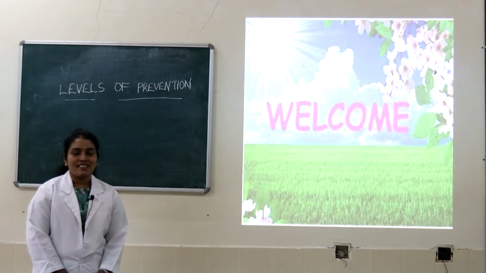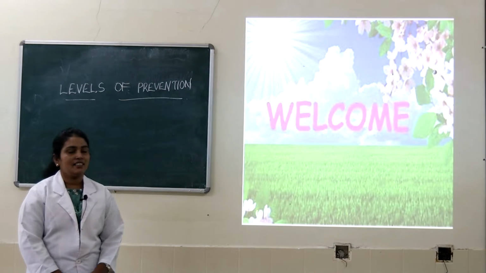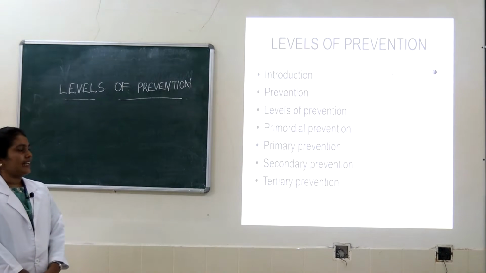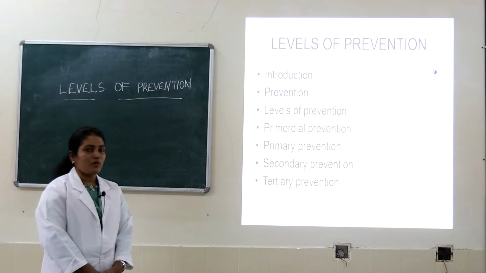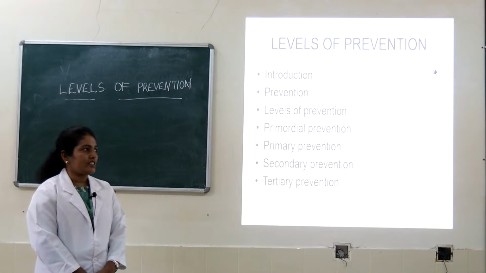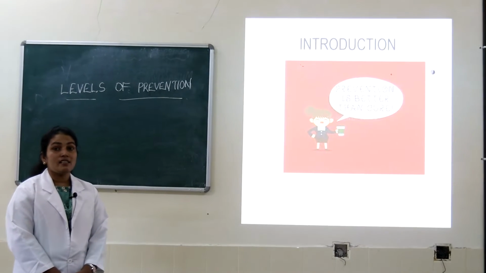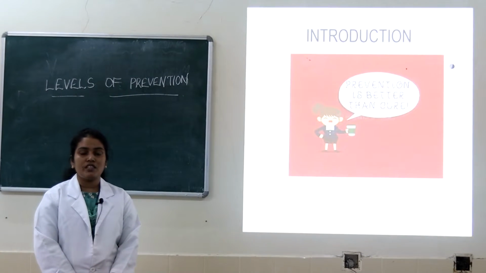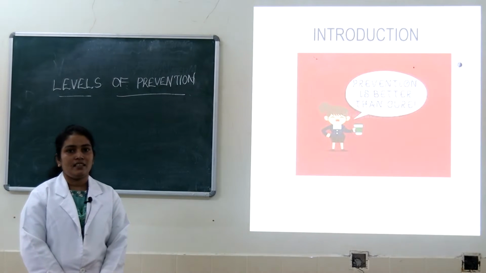Today we are going to discuss one of the important topics in community health nursing, that is levels of prevention. The contents of the topic are introduction, prevention, and levels of prevention, including primordial prevention, primary prevention, secondary prevention and tertiary prevention. We have all heard a famous proverb: prevention is better than cure. This proverb says that action has to be taken before something happens.